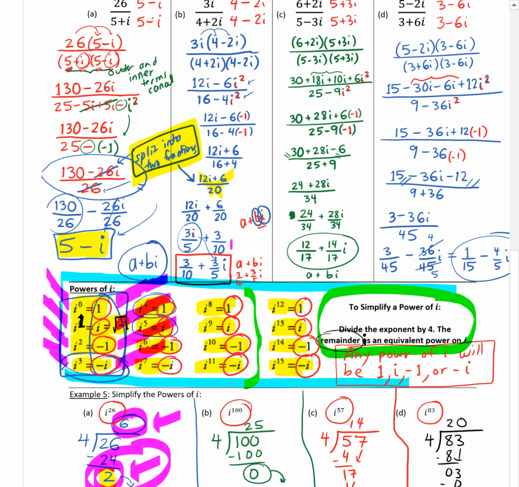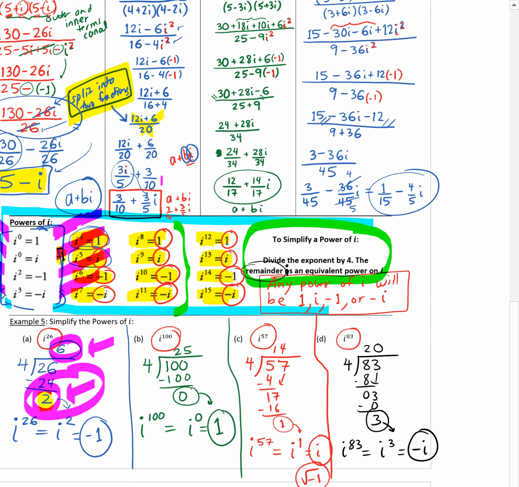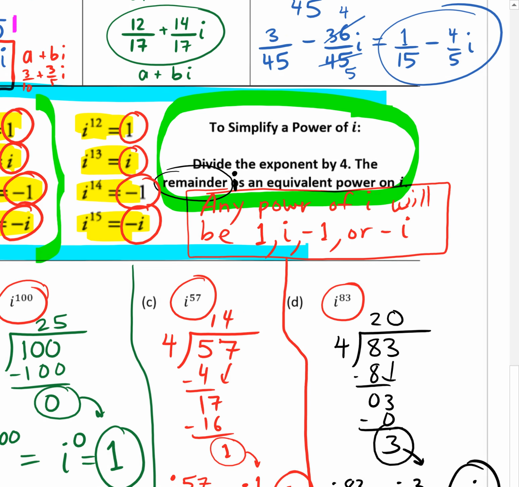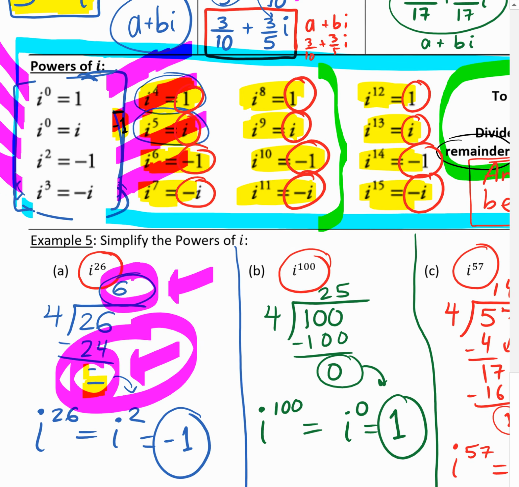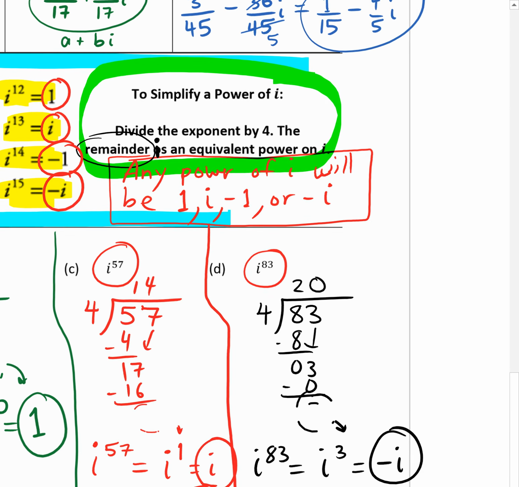So on these problems, when they say simplify powers of i, your answer is always going to be one of these values over here. It's 1, i, -1, or -i. Always one of those 4 guys right there. Because when you divide by 4, your remainder will always be 0, 1, 2, or 3, like we had in these examples.